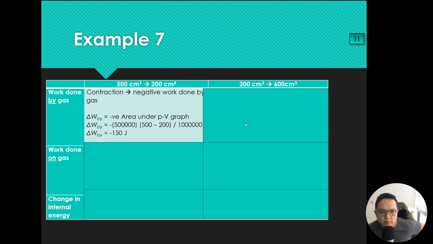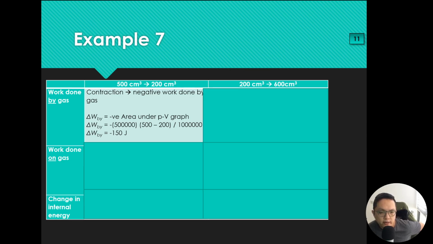So work done by gas, negative work done by gas. So find the negative area under the PV graph. So just P times delta V. So 500,000 pascal times (500 minus 200) cm3, but convert to meter cube. Always deal with SI units itself. Okay, so you get negative work done by the gas, 150 joules.